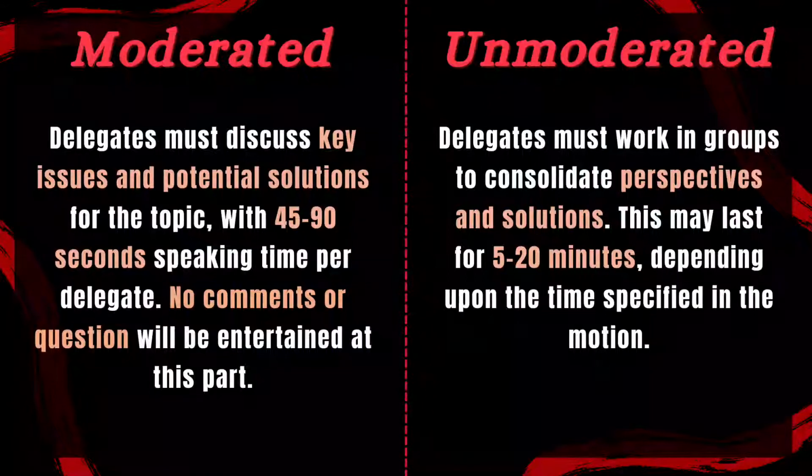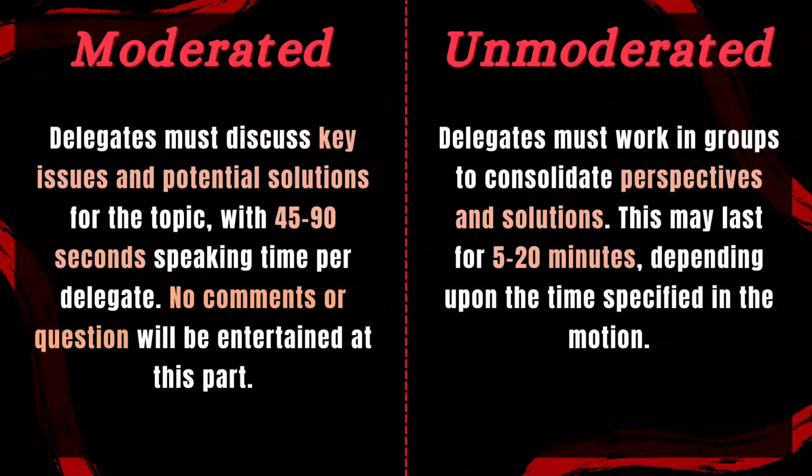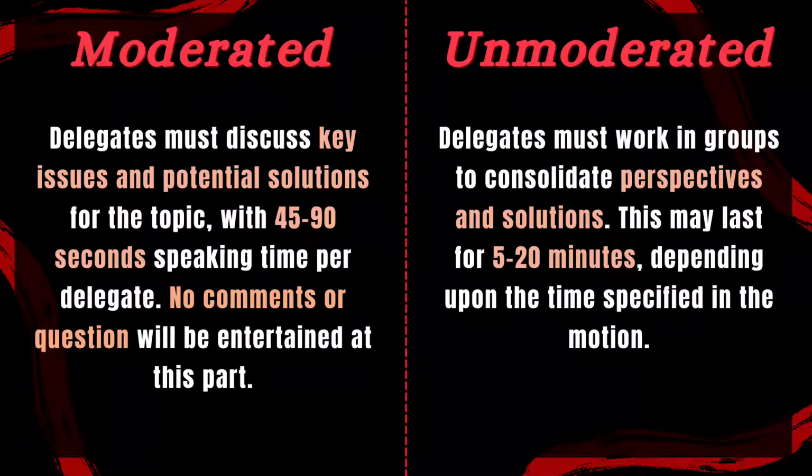For a moderated caucus, delegates must discuss key issues and potential solutions for the topic, with 45 to 90 seconds speaking time per delegate. No comments or questions will be entertained at this part. Take note that moderated caucuses are useful when delegates wish to focus the debate on specific sub-themes of the topic. For an unmoderated caucus, delegates must work in groups to consolidate perspectives and solutions.